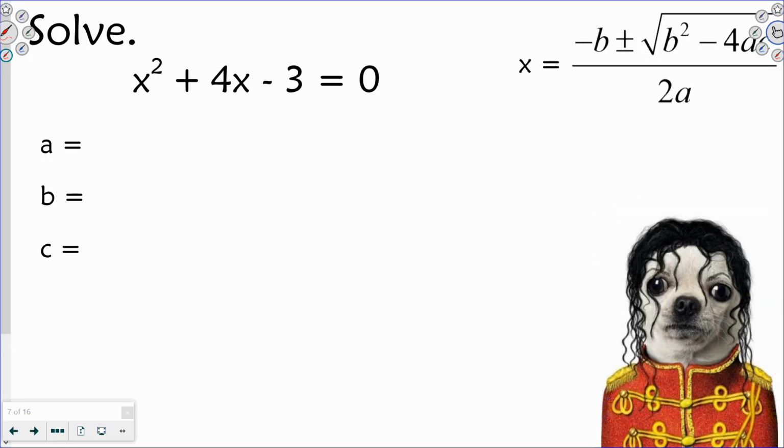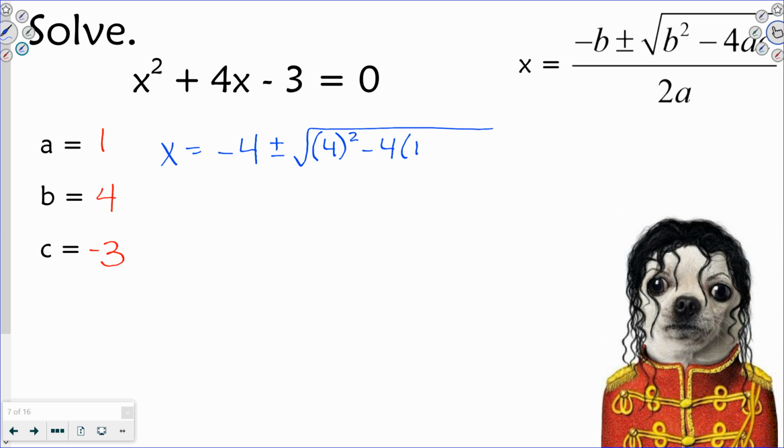All right, so this one was already in standard form. So your a was 1, your b is 4, your c is negative 3. If you lost that negative sign, your answer changes greatly. So just got to be careful. Plugging things in, x equals negative b, it's negative 4, plus or minus square root, b is 4 squared minus 4 times 1 times negative 3, all over 2 times 1.